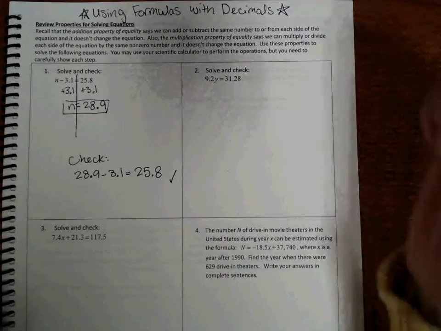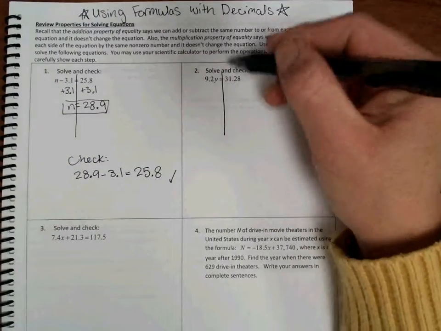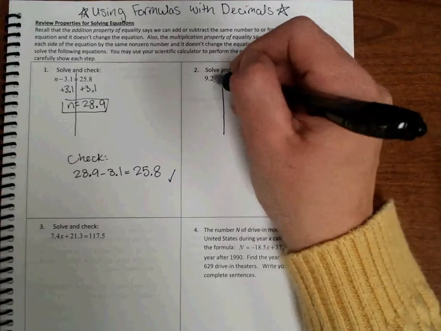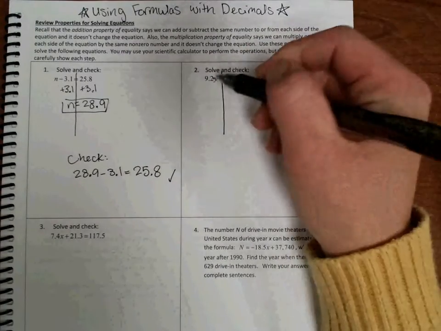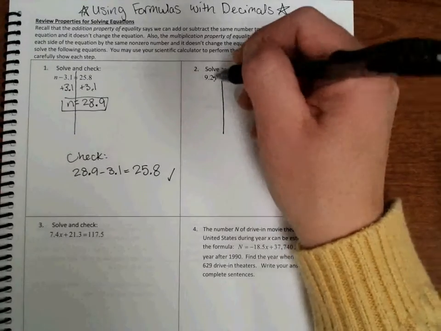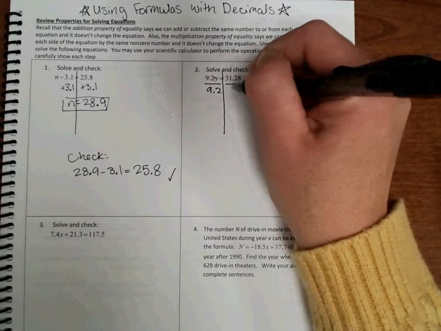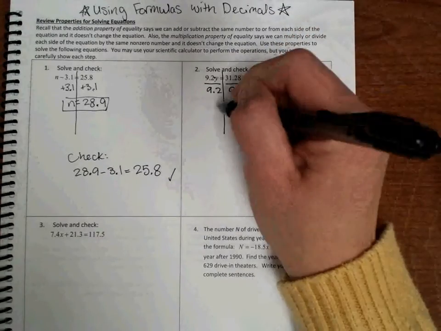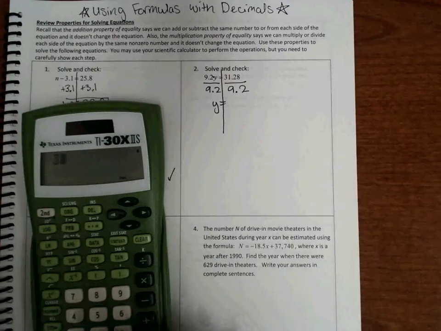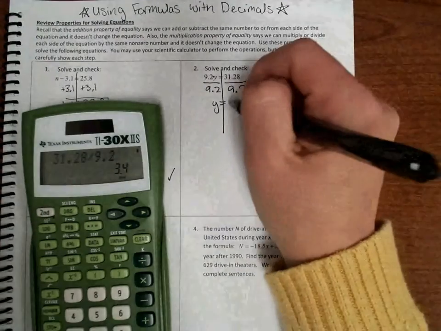Number 2, again, I see I have to get the y by itself, draw a vertical line, use our inverse operations. So that's 9.2 times y. There's nothing written between them, so I assume that means multiply. So then I must divide both sides by the 9.2. So I get y equals, let's do that one on the calculator, 31.28 divided by 9.2. I get y equals 3.4.